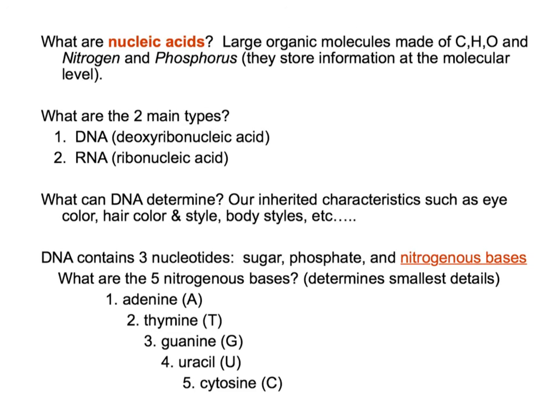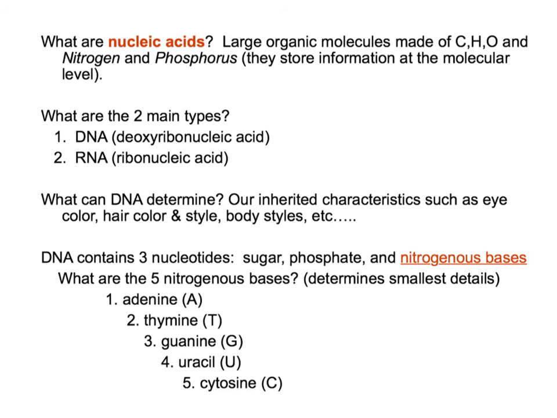Finally, the last macromolecule are the nucleic acids. They're large organic molecules. They're made of carbon, hydrogen, oxygen, nitrogen, and phosphorus. They store information at the molecular level. There are 2 main types, DNA or deoxyribonucleic acid, and RNA, which is ribonucleic acid. DNA has a pairing rule, and that pairing rule says A goes with T and C goes with G.